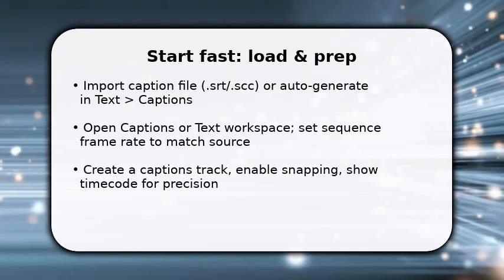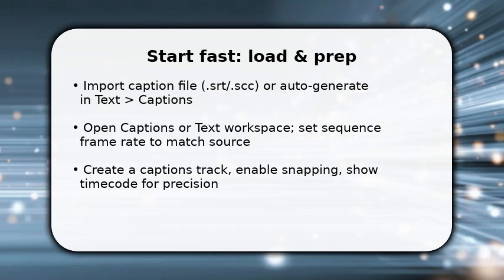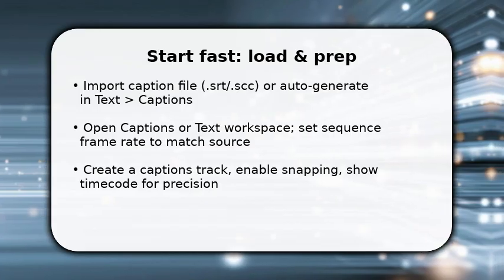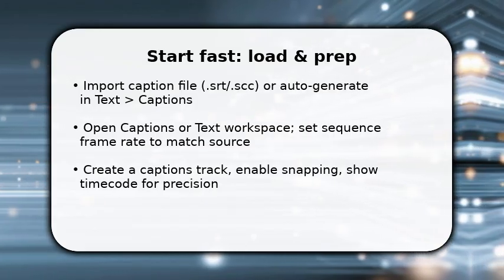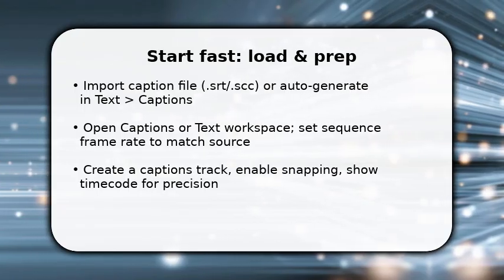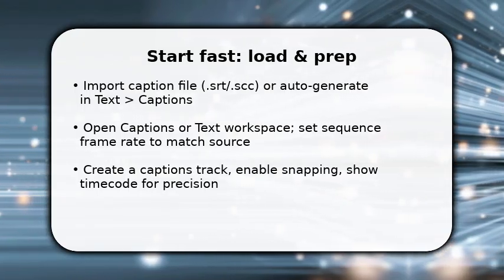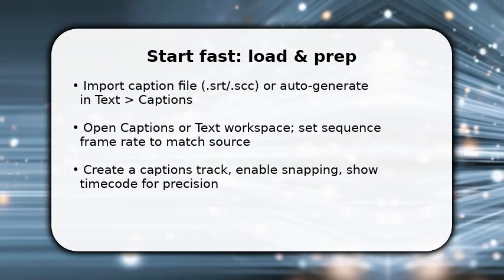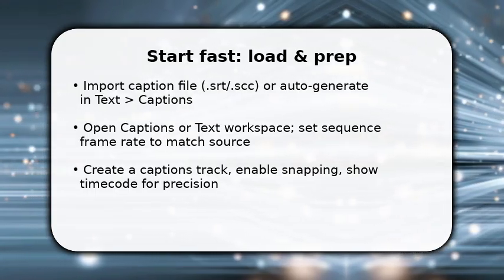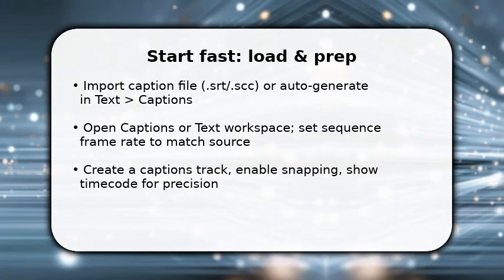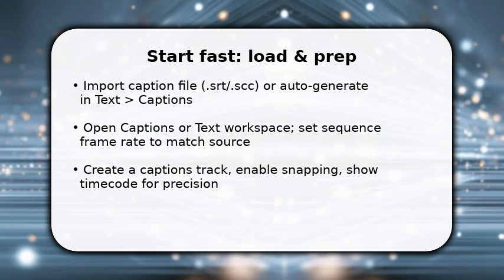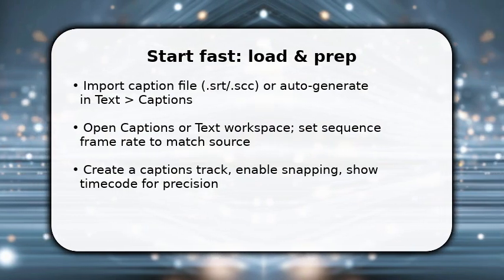You've already got your media and captions. Now move quickly. Import the SRT or generate captions with speech to text, then switch to the captions or text workspace so tools are visible. Once done, set your sequence frame rate to match the caption file and create a dedicated captions track so you don't edit video accidentally. Make sure snapping is enabled and the timecode ruler is visible. This saves micro adjustments later and keeps your first edits precise and consistent.